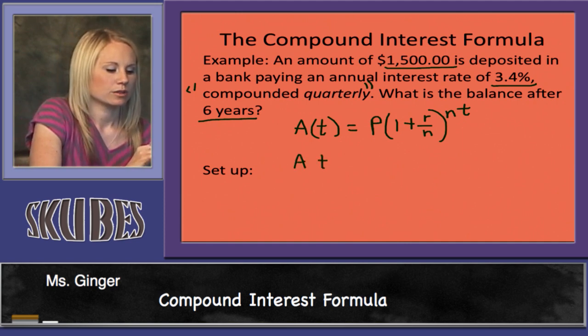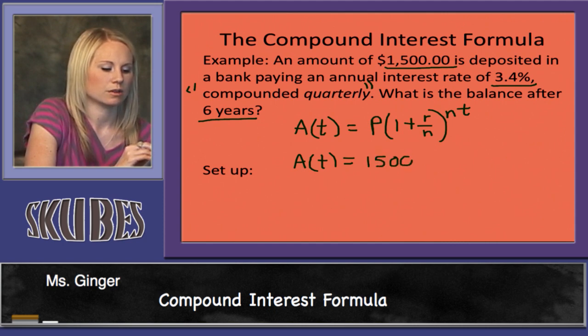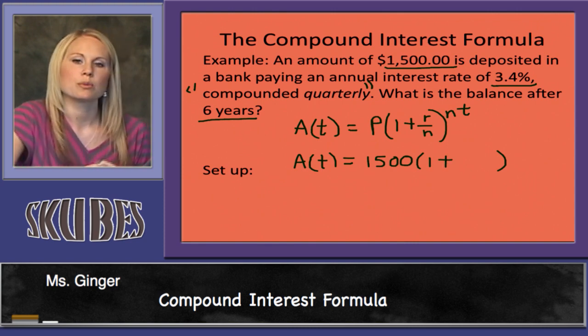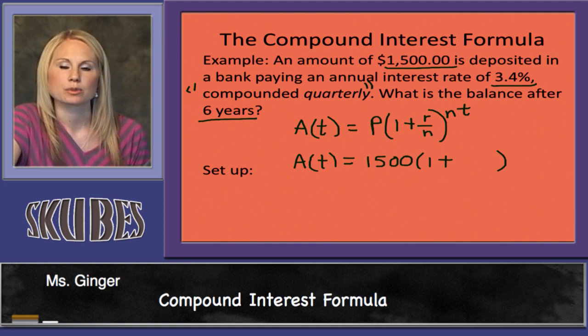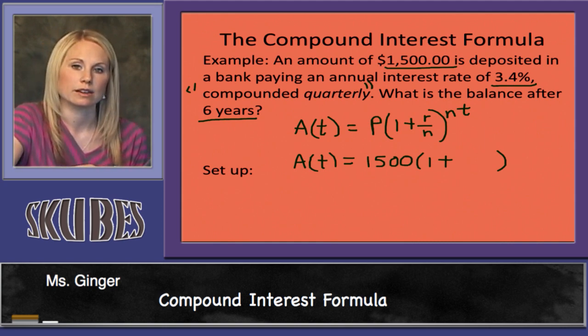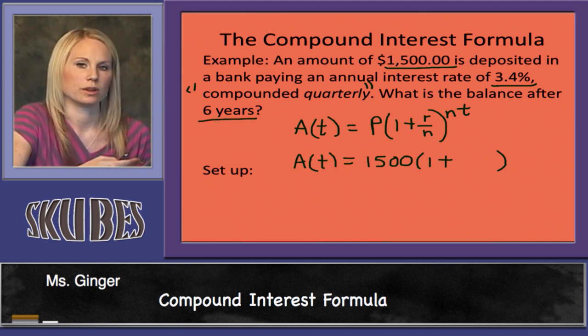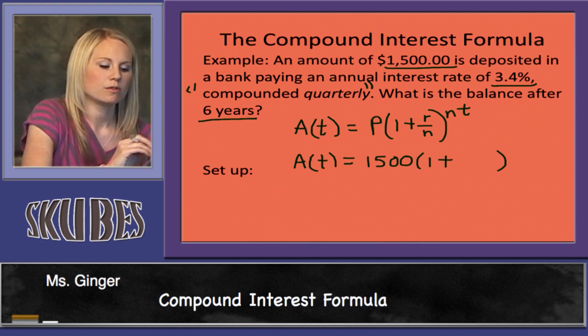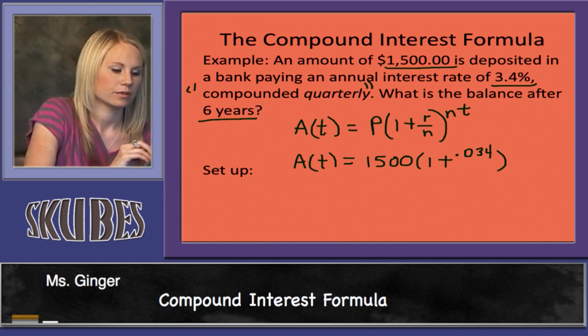So final amount will equal, our initial deposit is $1,500, so that's going to go here for P. 1 plus, our rate is 3.4%, but I want to mention here that when it's presented to you as a percent, you need to move your decimal spot over 2 spaces to the left so that you can put in the decimal version of that percent to work with your calculations. So I'm going to move that over. It's actually going to be 0.034. That's what I'm going to insert in for calculations.